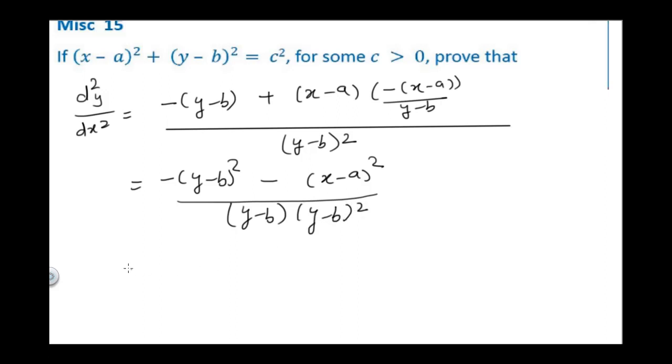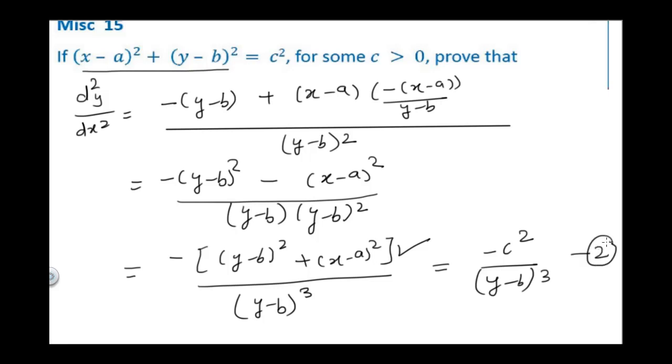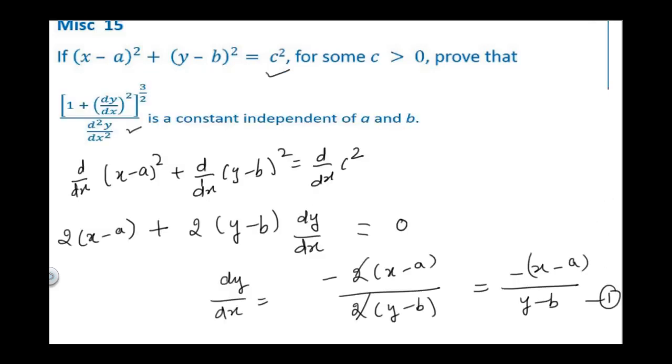So we have minus; if I take common, we get (y minus b) whole square plus (x minus a) whole square, whole divided with (y minus b) to the power. This is 2 and this is 1 power, so it is cube, right. Now what can you write this as? Look carefully, here we have this as c square. So we can write minus c square upon (y minus b) whole cube. So we have got the second order derivative, and earlier we got the first order derivative.